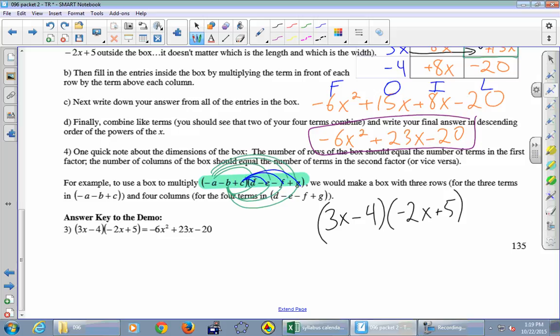But FOIL is just such a limited use of the distributive property that I actually wish we didn't cover it at all. If you choose to do FOIL in this room, no problem. But recognize that you're going to see problems that are not FOILable.